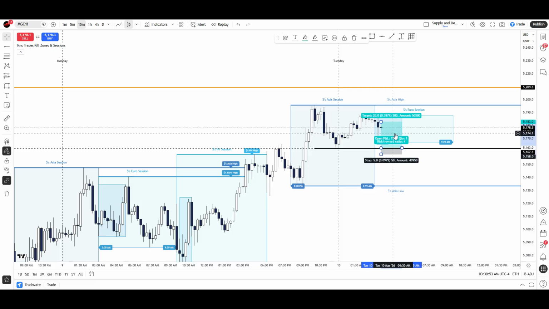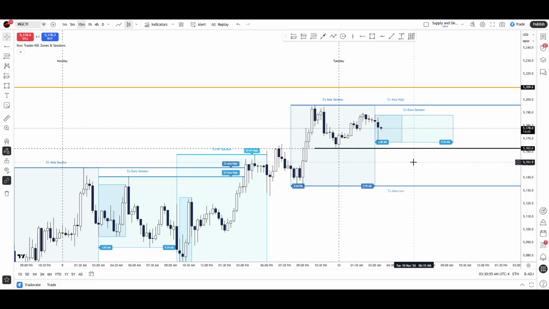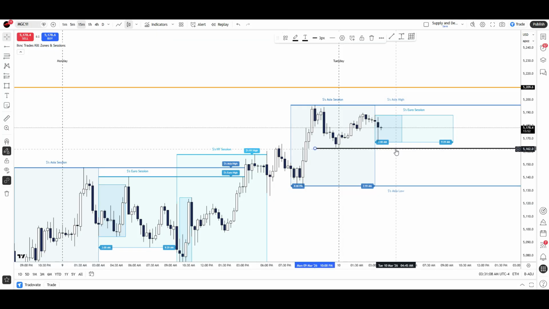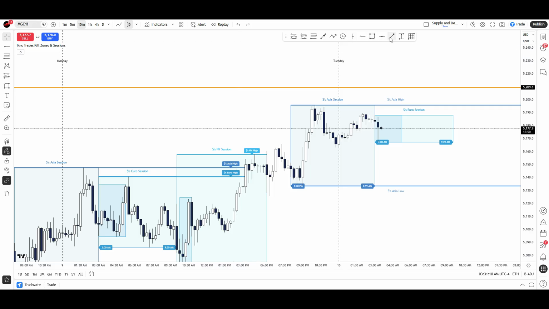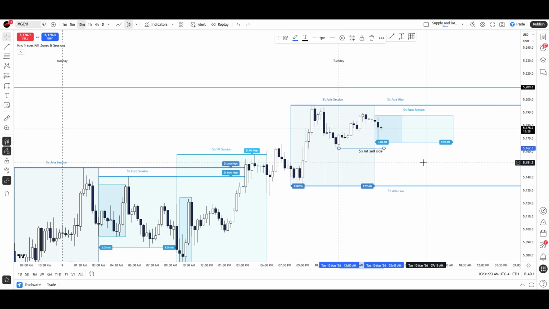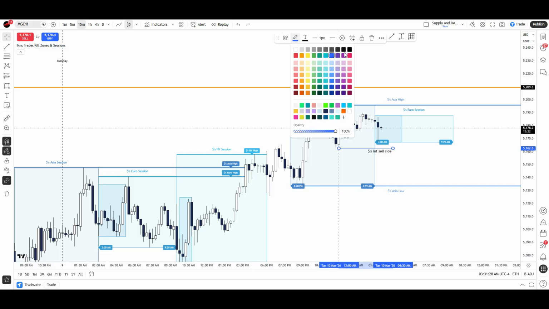Okay, but we're gonna go ahead and delete that for right now, and let me mark this up properly. Let's delete that. Remove this alert, delete this line, and let's come with a smaller line. The magnetic tool. So this is going to be my internal sell side liquidity. So internal. Make that bigger, make it black.